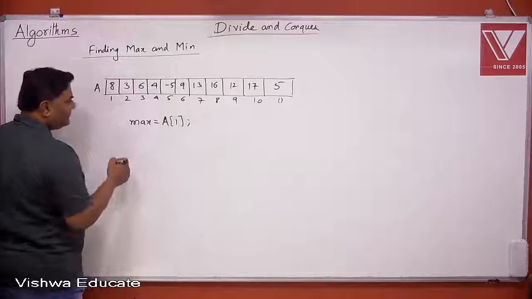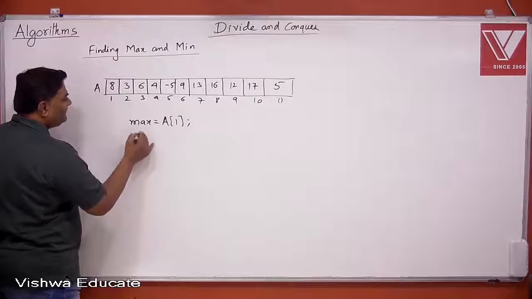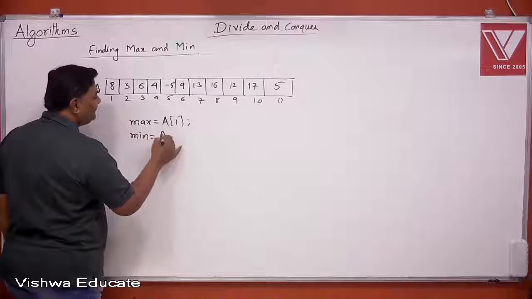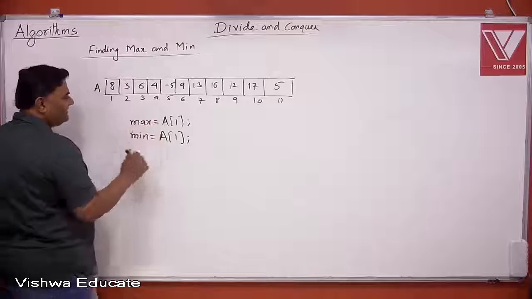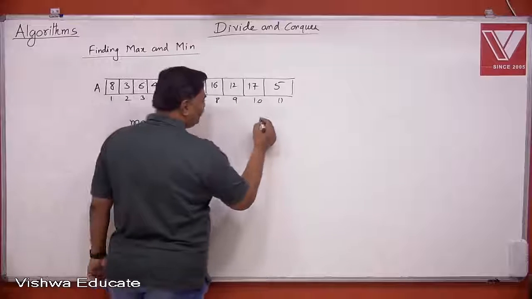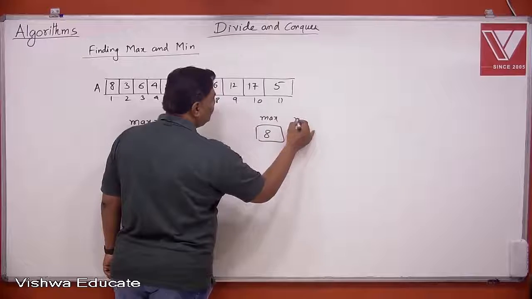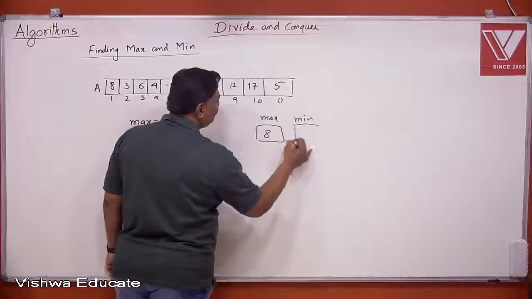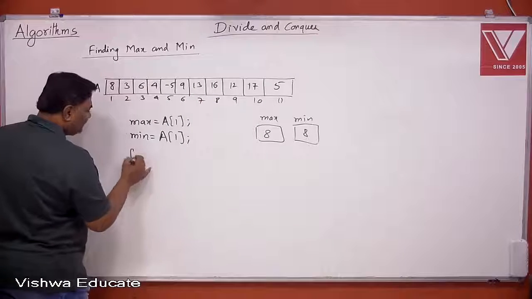Okay, I'm writing the algorithm code. I'm not writing the complete algorithm, just a piece of code. Then I will take one more variable, minimum, and to that one also I will assign this first element. So both max and min are the two variables which will have the value 8, 8. So I will take the variables here, that is max, that is 8, and the min, that is also having value 8.